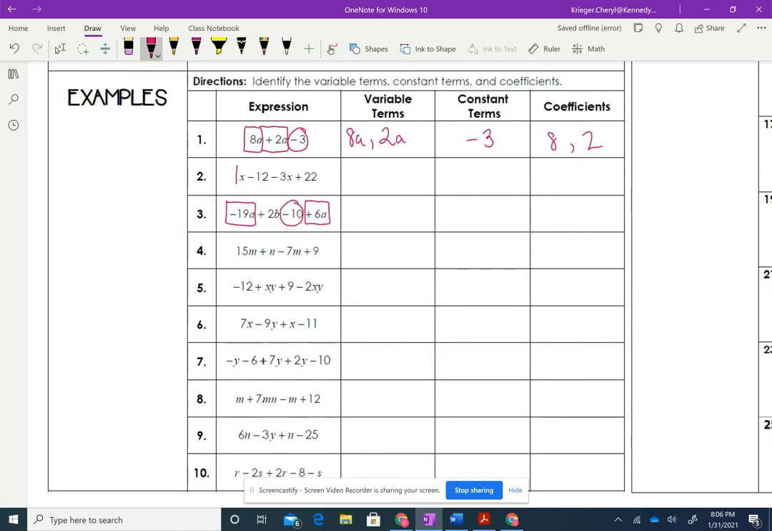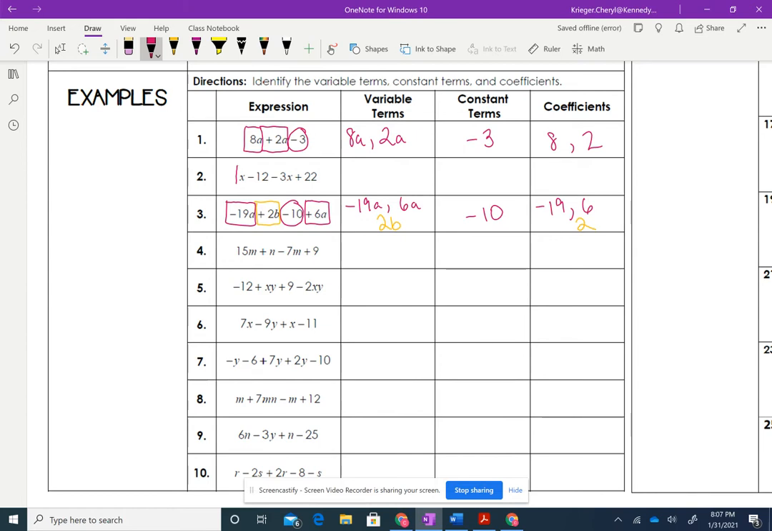I have negative 19a, positive 6a. Oh, and then look at this. I have another variable here, positive 2b. Okay, so that's interesting. I have negative 19a, 6a, and I also have 2b, which is still a variable term. It's just a different variable. My constant is what I circled, negative 10. And then I have my coefficients, which are negative 19, 6, and then, of course, my 2.